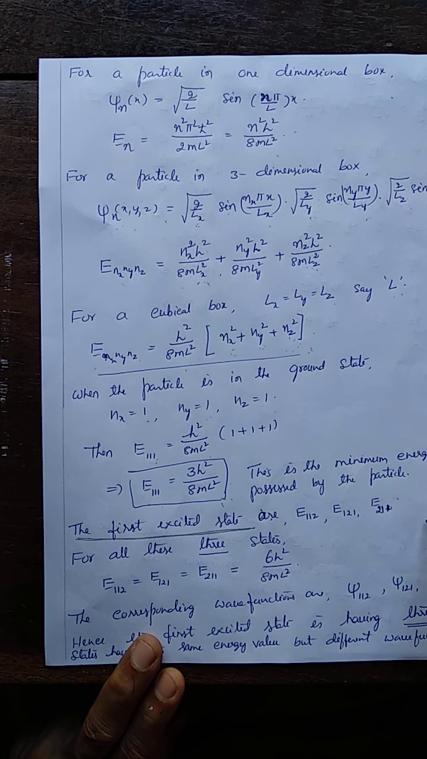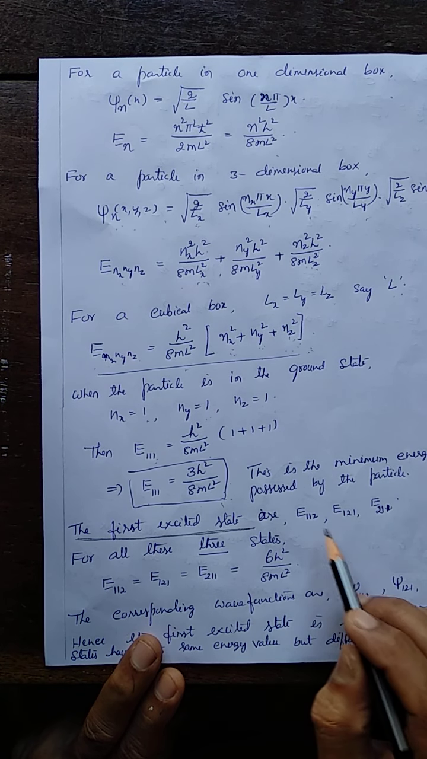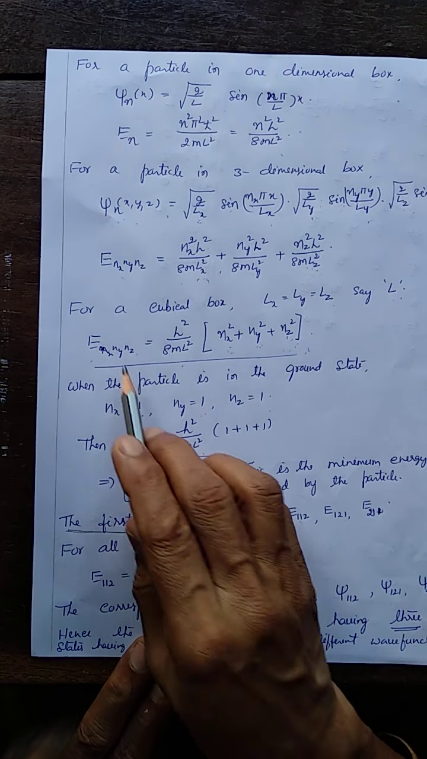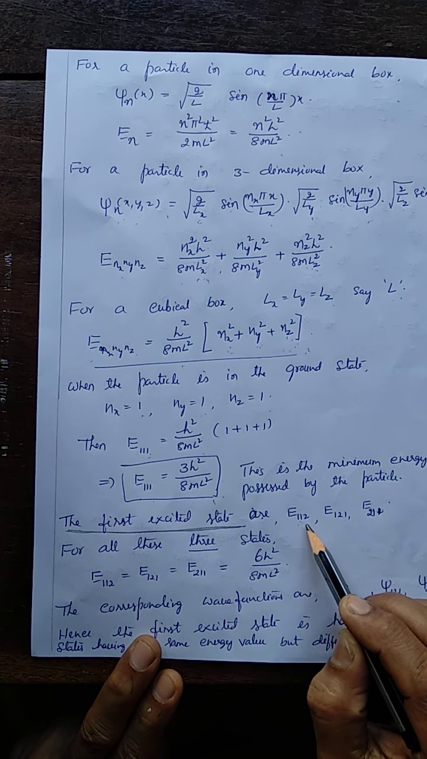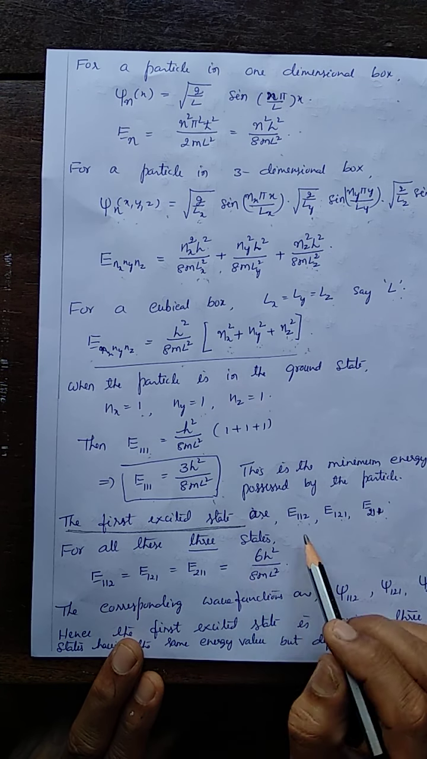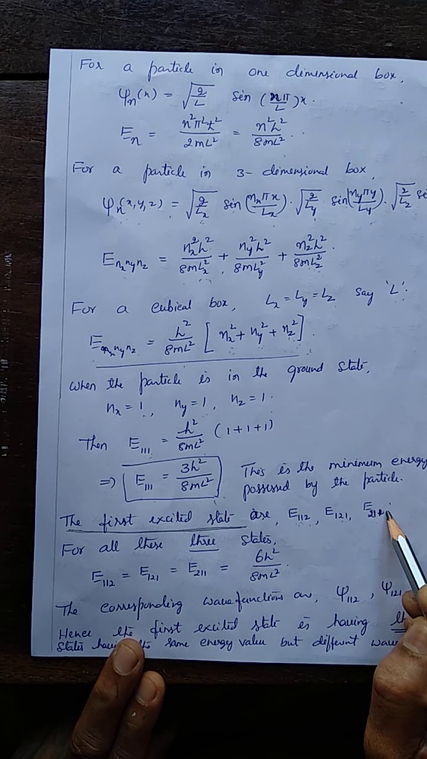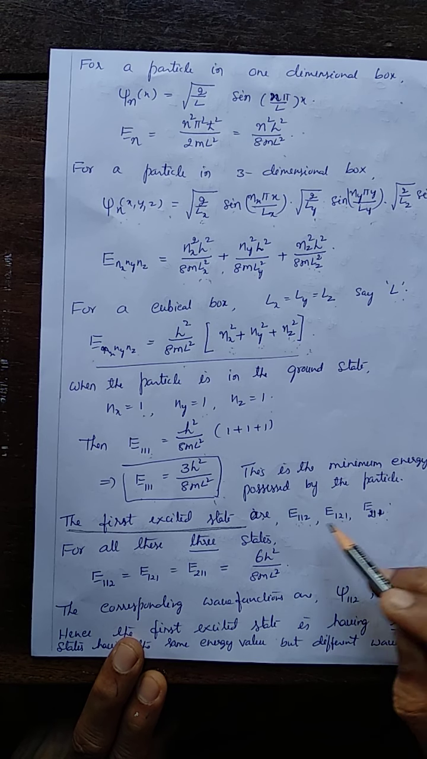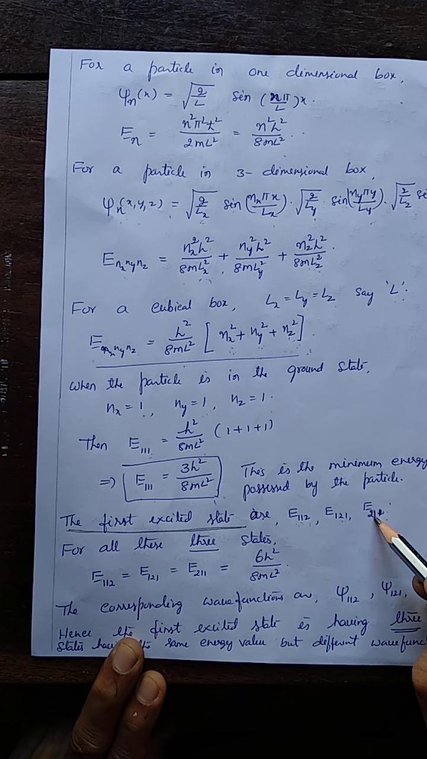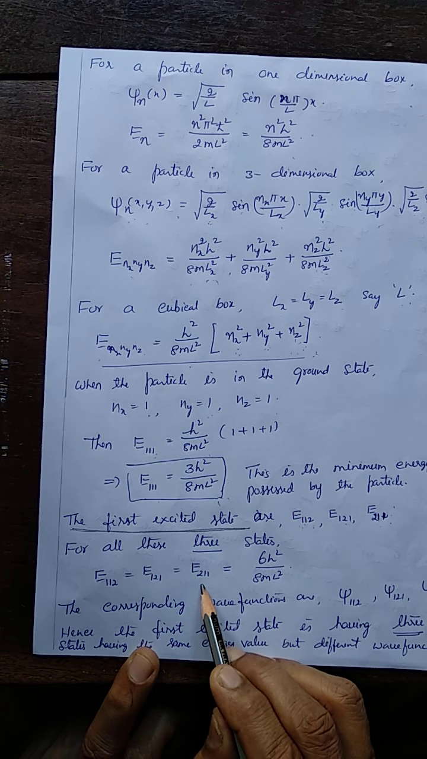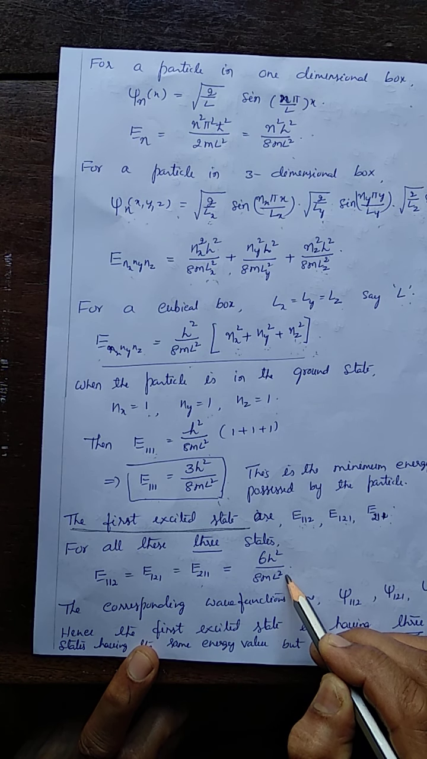So when there is excitation from 1 to 2, these are the possibilities. The possible values of Nx, Ny, and Nz are 1, 1, 2 or 1, 2, 1 or 2, 1, 1. These are the three states. So for the excited state n equal to 2, we have three states, all having the same energy.